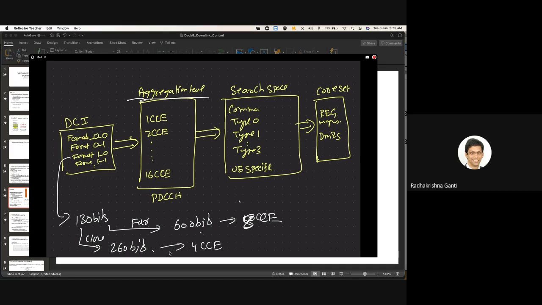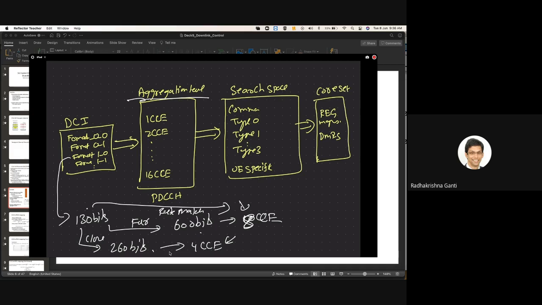Okay. So once the CCEs are allocated, you take these 130 bits and rate match them to the CCEs, the number of CCEs that you are allocated. You do the rate match, and you find the code rate and other things so that you can fill up these 8 CCEs. That is called the aggregation level. So generally, what is aggregation level?